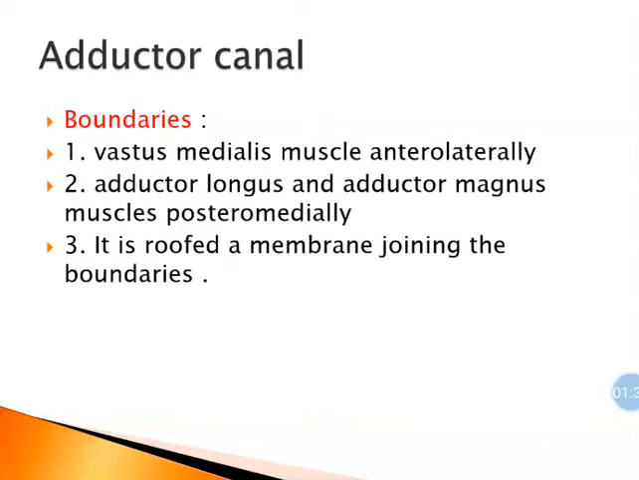Then coming to boundaries of adductor canal, it has got a medial boundary and lateral boundary. So the vastus medialis muscle forms anterolateral boundary, whereas the adductor longus and adductor magnus muscles together form posteromedial boundary. And these two boundaries are roofed by a membrane joining the boundaries.